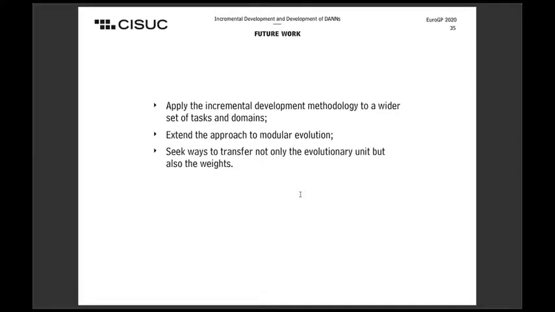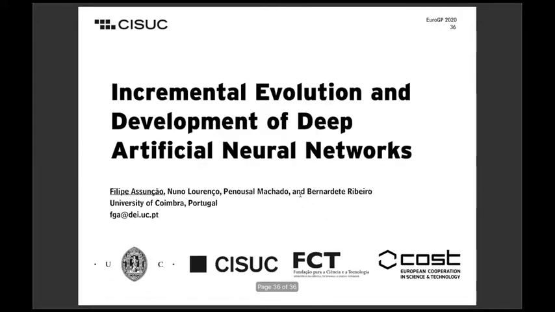And also we want to seek ways to transfer not only the evolutionary unit, but also the weights. Because so far we are transferring evolutionary units, and at a certain point we can be transferring the learning strategy. However, all the weights are not transferred from one problem to the other, and as such we also have to retrain the whole network again for each new problem.